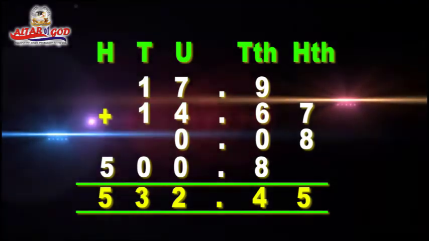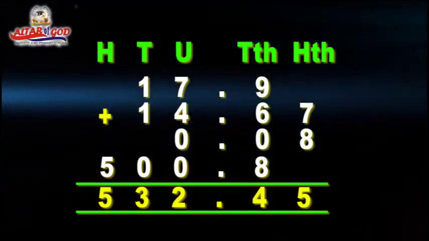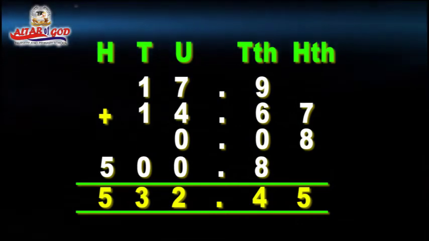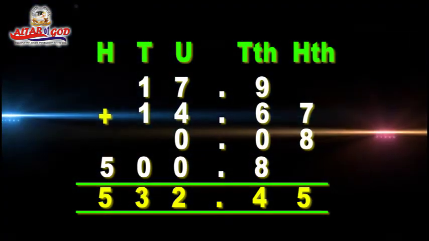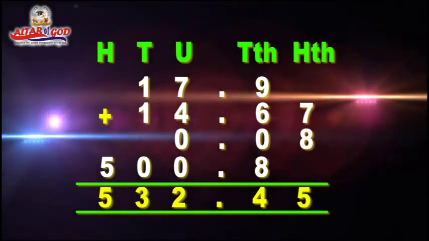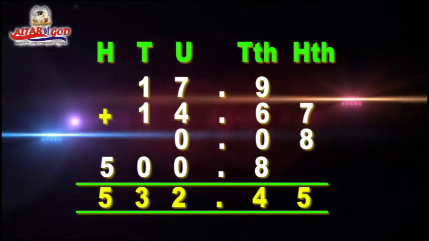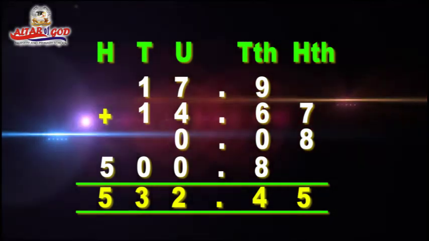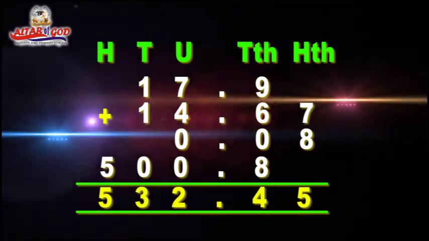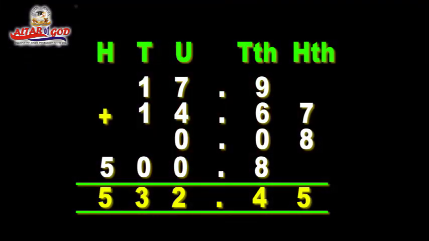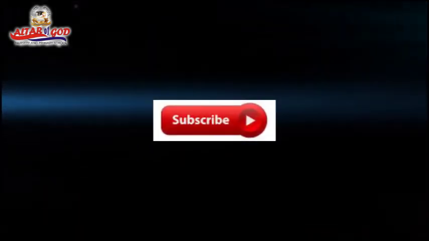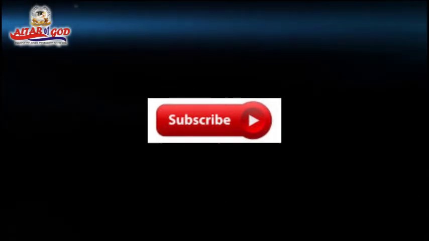You may start from after the point. Your 8 will be under tenths, then your point. The first 0 will be under unit, the second 0 will be under tens, and the 5 will be under hundreds. Then you add it together. Your answer is 532.45.